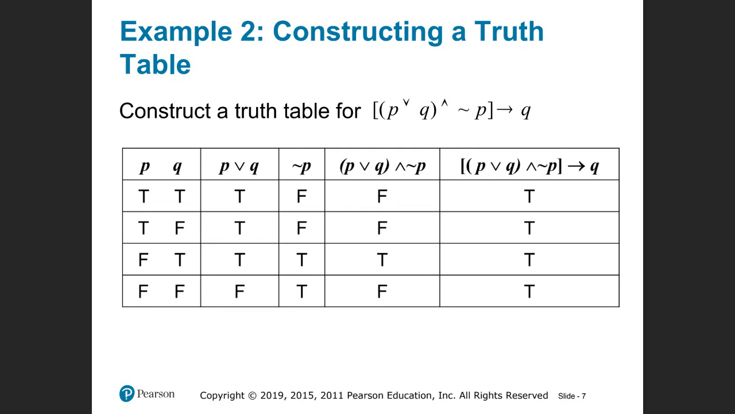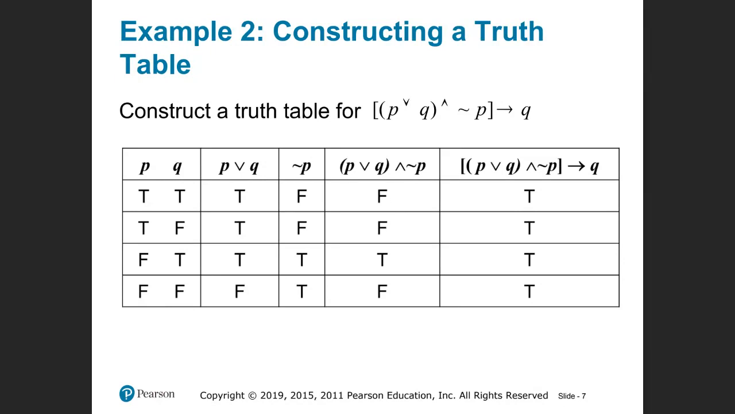Looking inside our brackets, we start with the innermost part, which would be the part inside the parentheses. So we have P or Q. So the second column is P or Q. Notice that if both are true, P or Q would be true. If either part is true, then P or Q is true. But if both are false, then P or Q would be false.